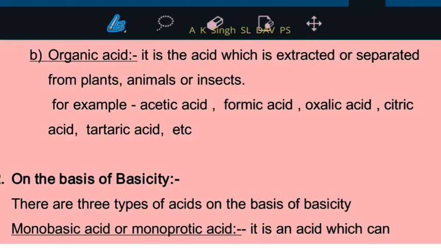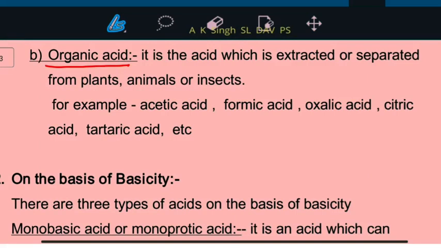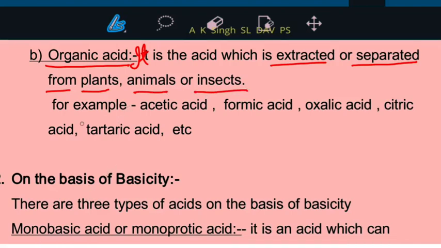Now, next is organic acid. First is mineral acid and second is organic acid. It is an acid which is extracted or separated from plants, animals, or insects. Means sources as natural substances.